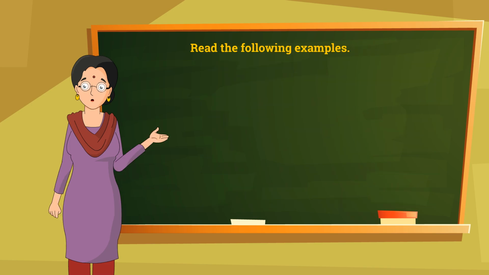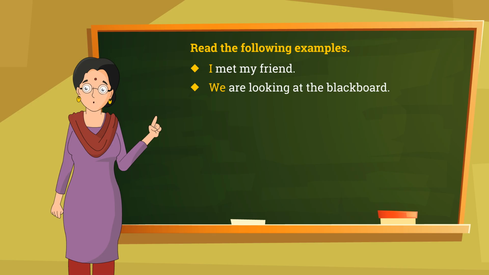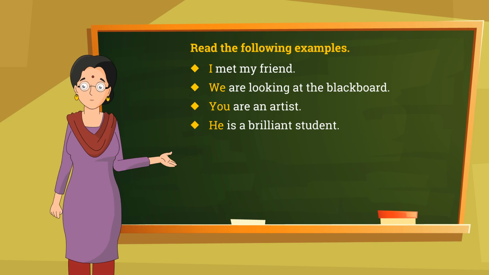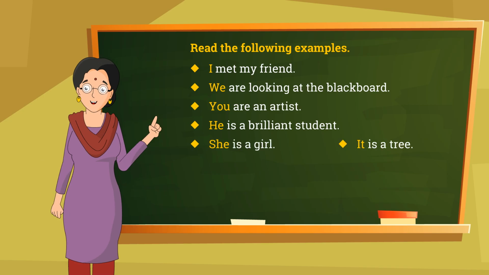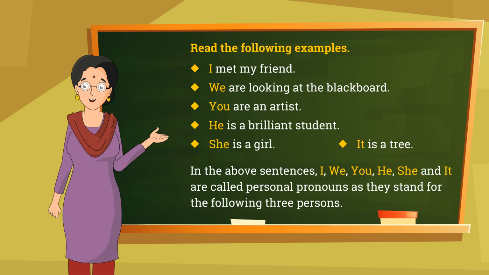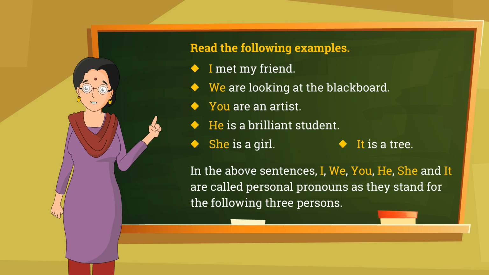Read the following examples. I met my friend. We are looking at the blackboard. You are an artist. He is a brilliant student. She is a girl. It is a tree. In the above sentences, I, we, you, he, she and it are called personal pronouns as they stand for the following 3 persons.